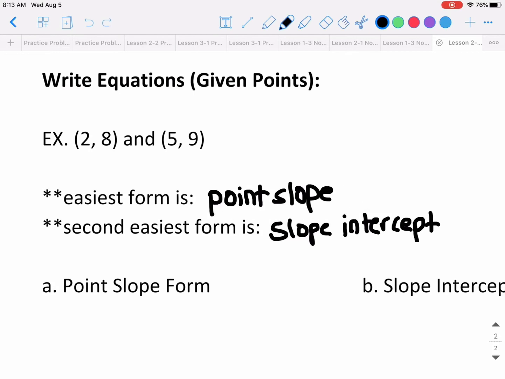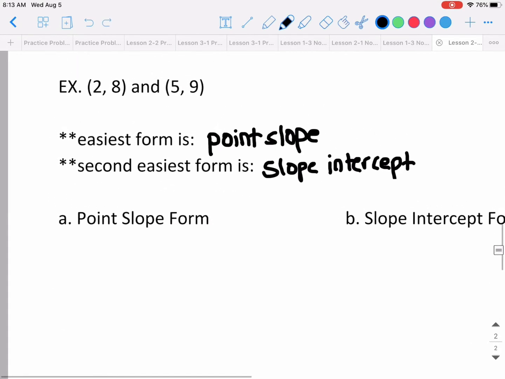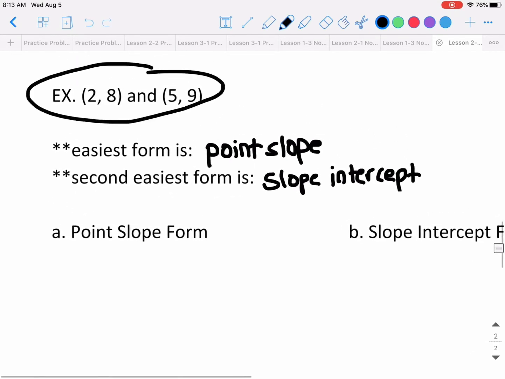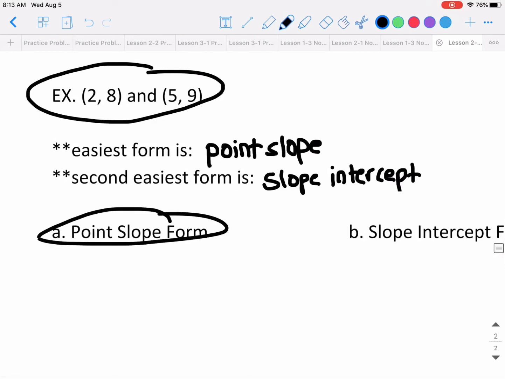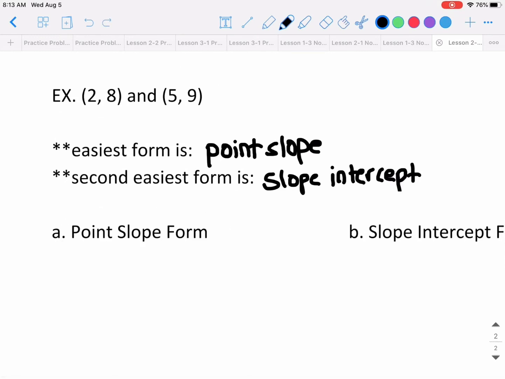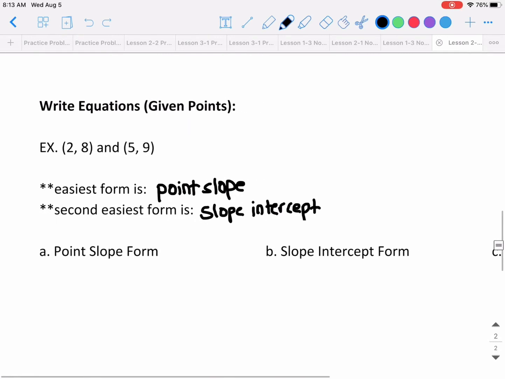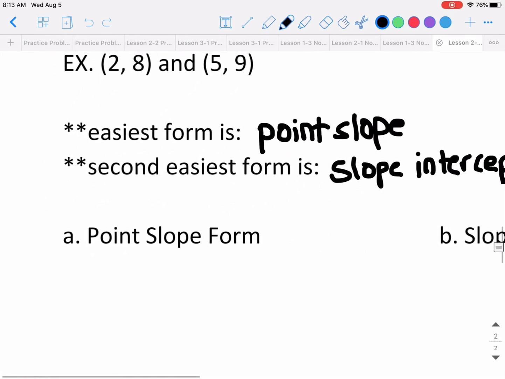If it doesn't ask you for a specific form, I would recommend you use the point slope form. All right, so if I wanted to use these 2 points to find point slope form, what I recommend doing before anything else is taking those 2 points and putting them on top of each other. It makes it a lot easier to find your slope and not mess up.